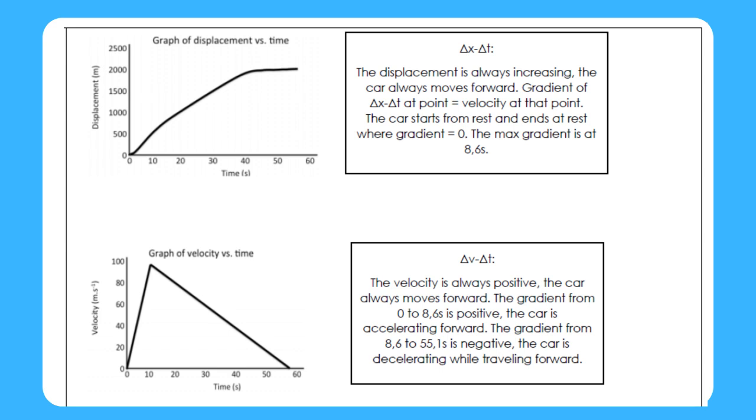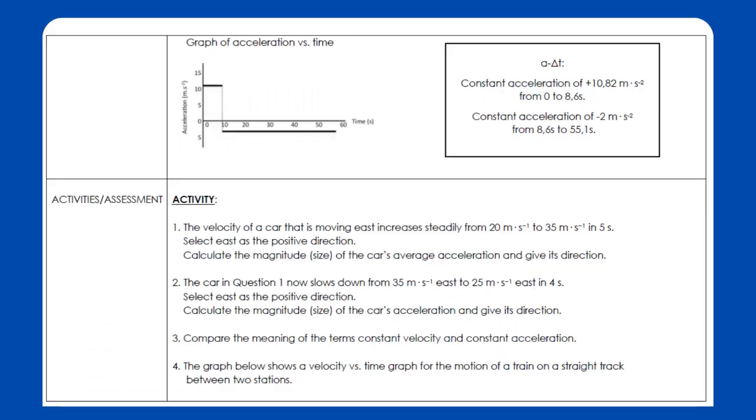Δv–Δt. The velocity is always positive, the car always moves forward. The gradient from 0 to 8.6 s is positive, the car is accelerating forward. The gradient from 8.6 to 55.1 s is negative, the car is decelerating while traveling forward. Graph of acceleration versus time.